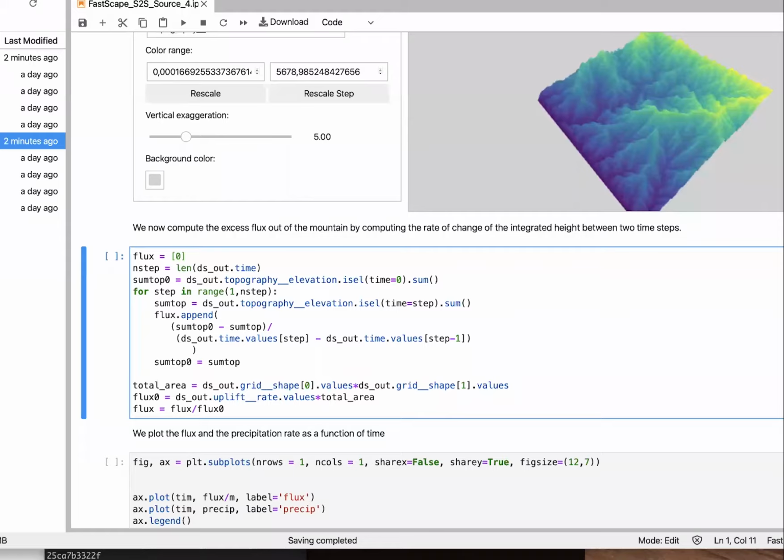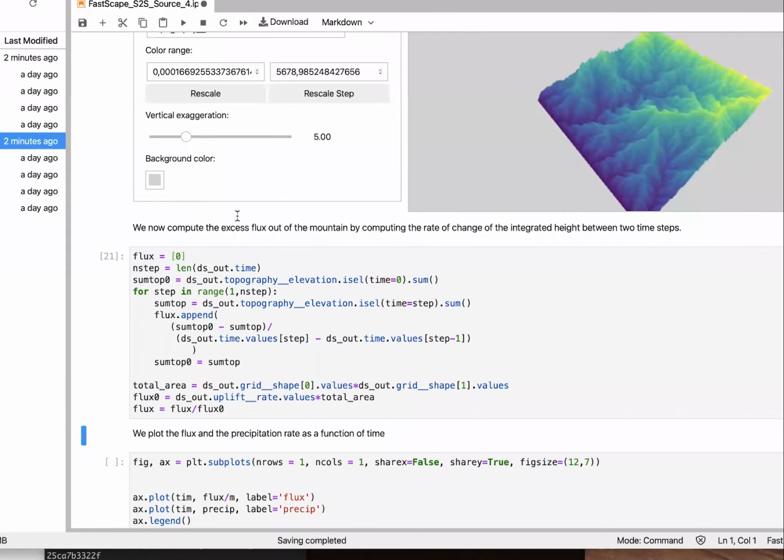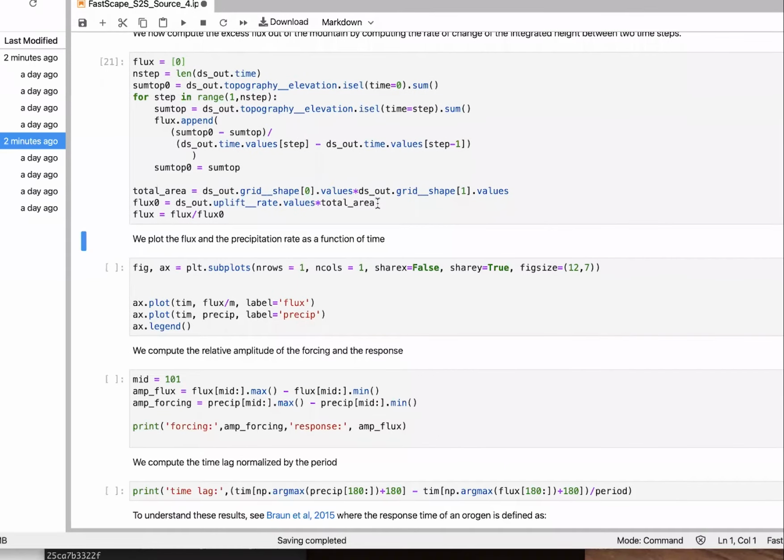So what we do then is we have computed this flux, and notice that I have divided it in flux, which is the uplift rate times the area of the model. Okay, so let's now plot this, and what do we see? Well, we see the orange curve is the precipitation, and then at some point it starts oscillating like this.